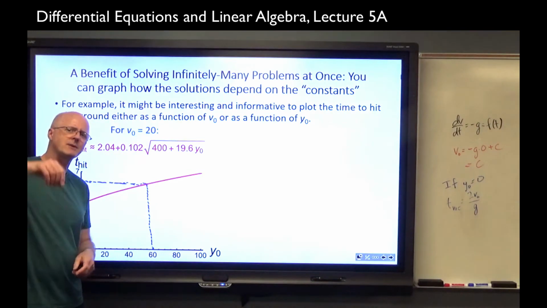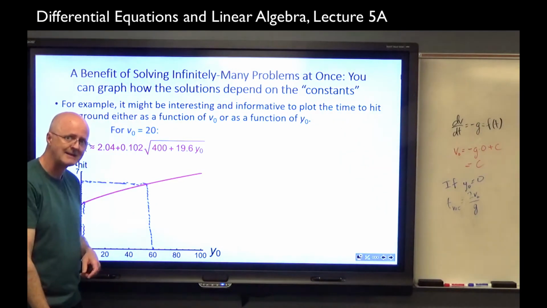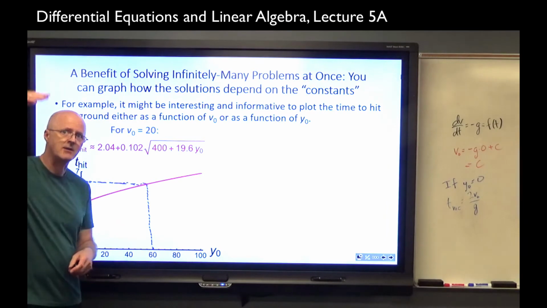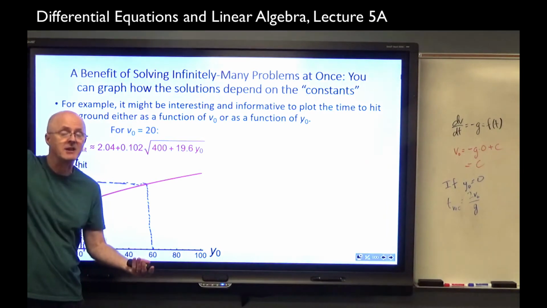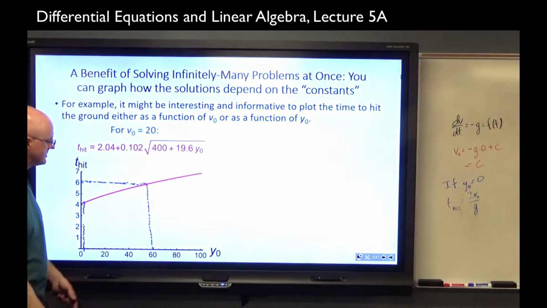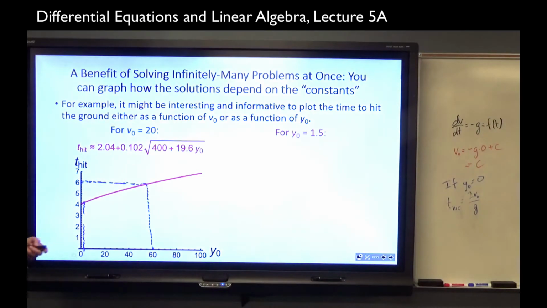This ball doesn't really go up much before it starts coming back down. And so changing the height when your height is already pretty high to begin with is not going to change the time when it hits the ground very much.